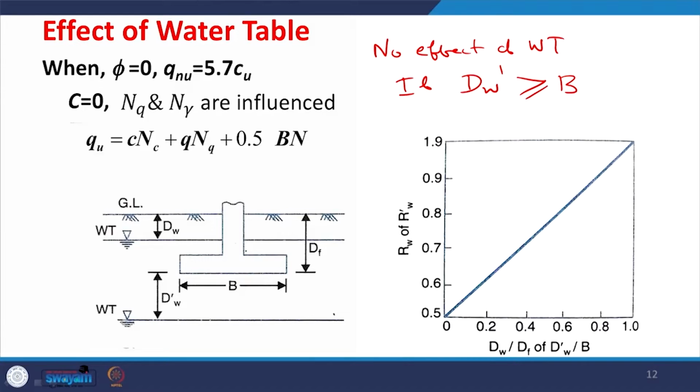Let me explain this. Out of the three terms you can see in this equation, cNc plus qNq plus the third term, there is no effect of the water table on the first term, and the last term will get affected as the water table rises from a position greater than B to less than B. The second term will not be affected until the water table reaches up to the base of the footing. But as the water table rises further, above the base of the footing, both the second and third terms will get affected. How these two terms get affected depends on the location of the water table.